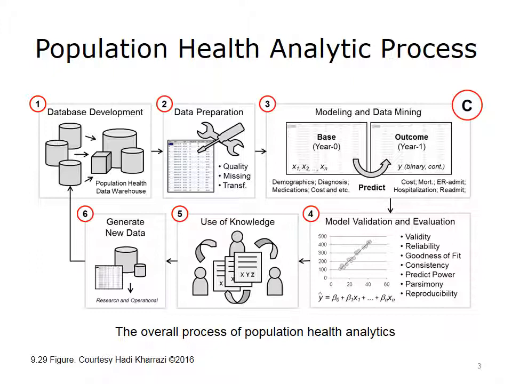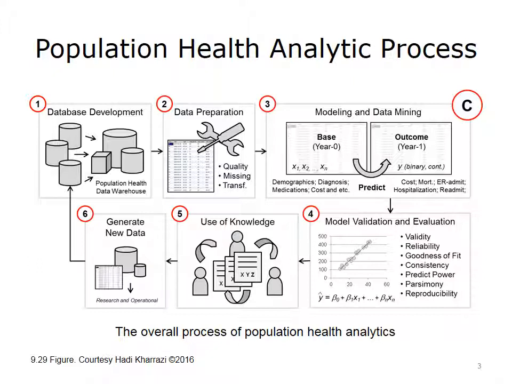The next step contains the development of the modeling and data mining approaches. As depicted in Box 3, this step usually requires a base data set and an outcome data set that would collectively include the dependent and independent variables. As illustrated in Box 4, the next step contains the model's validation and evaluation process. In this phase, the analysts use various statistical and data mining concepts to measure how good the model is in differentiating the outcome variable, and how reproducible it is when used on other datasets.